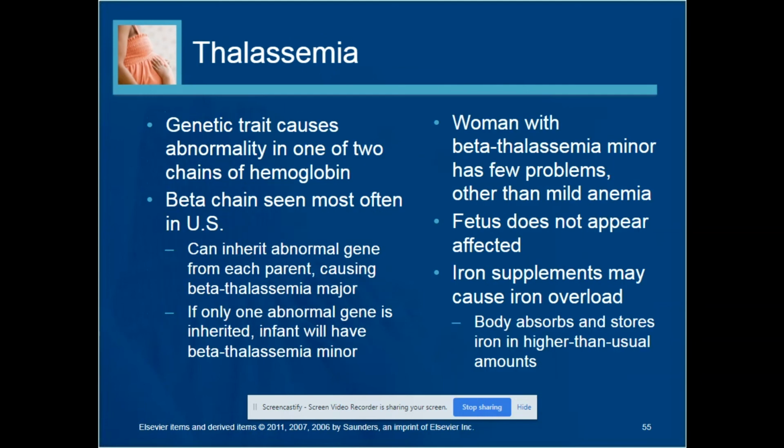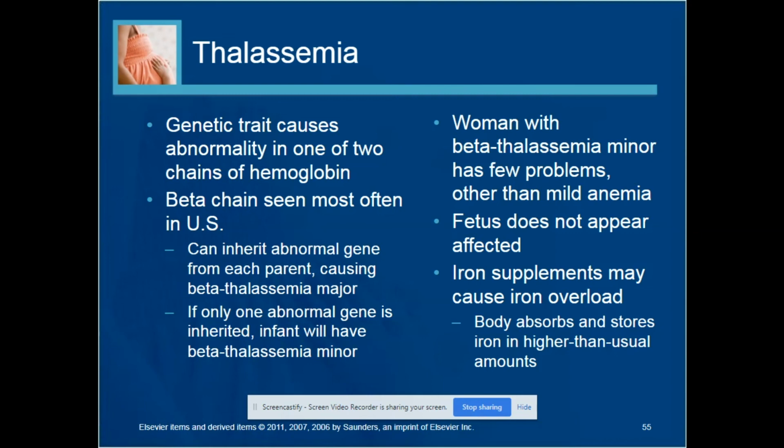Thalassemia is a genetic trait that causes abnormality in one or two chains of hemoglobin. It's most often seen in the beta chain inside the United States. They can inherit an abnormal gene from each parent, causing beta thalassemia disorder. If only one abnormal gene is inherited, the infant will have beta thalassemia minor. So either the mother or the infant can be affected. The mother's going to have few problems, but mild anemia is going to be one of them. And the fetus doesn't appear to be affected at birth.